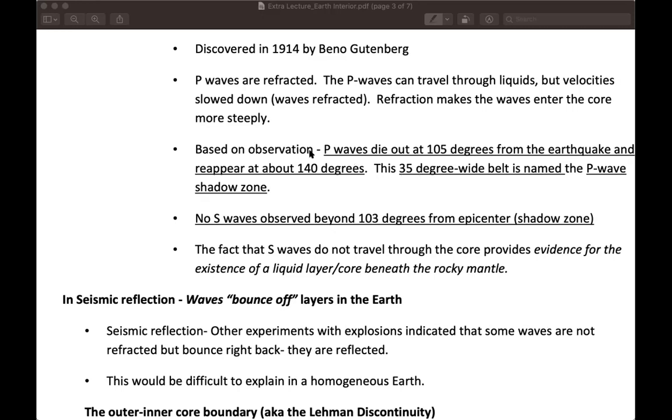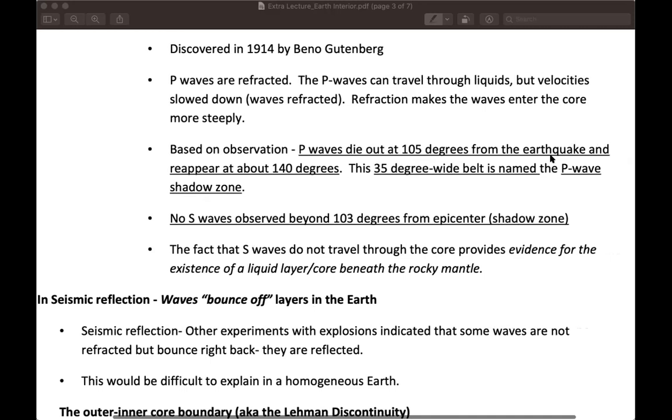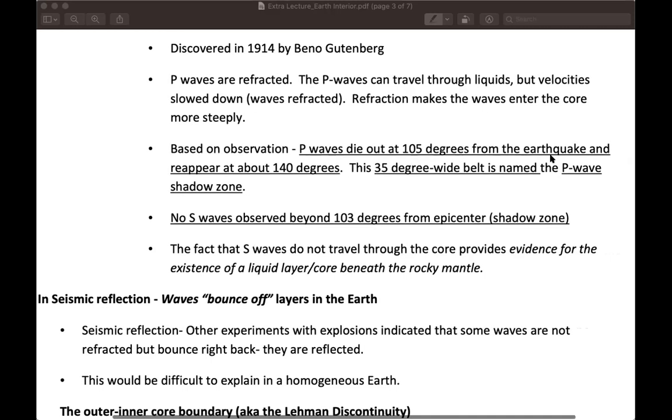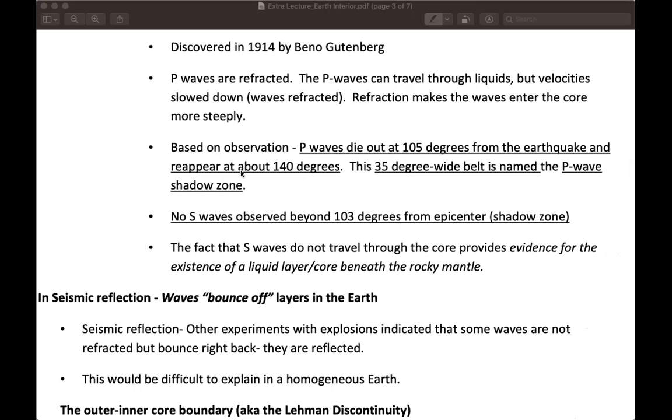And there is also a systematic observation for this bending. That means P waves die out at 105 degrees from the place where it was started, and reappear at about 140 degrees. So what does it mean? It means 105 to 140, that means a 35-degree difference. The angular difference is there where you can't see these P waves. So this region is called the P wave shadow zone.